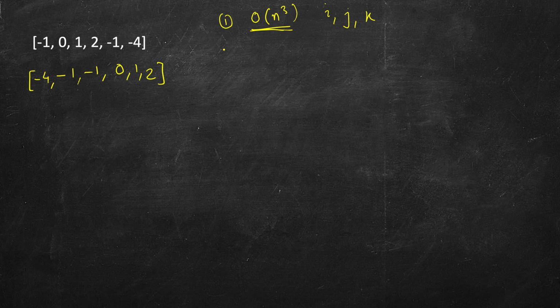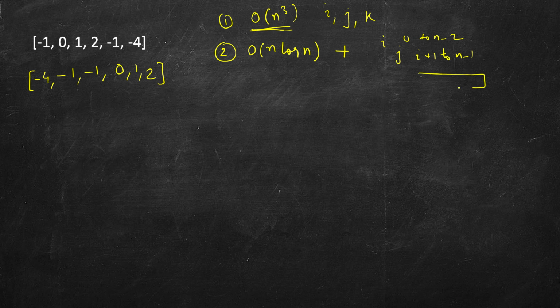So what will be the time complexity for that? Sorting takes order n log n, plus this we do individually. Then we fix 2 numbers, that is all values of i and all values of j. j will be from i plus 1, i will be from 0 to n minus 2. And then we will find a third number.